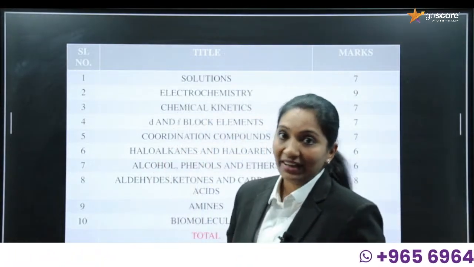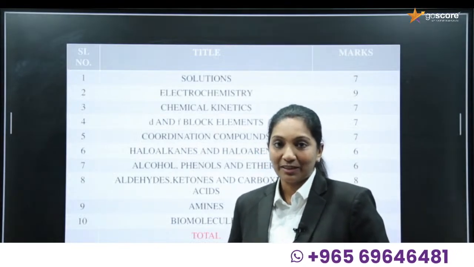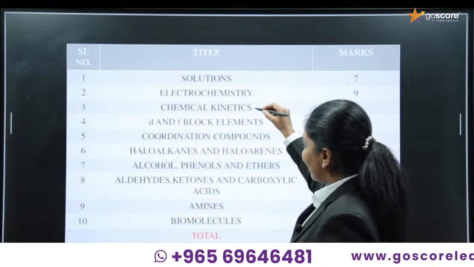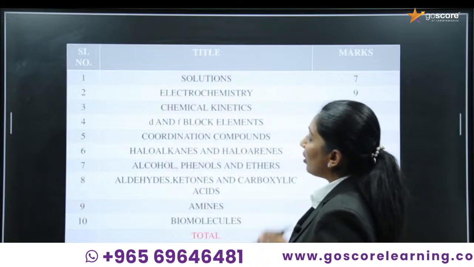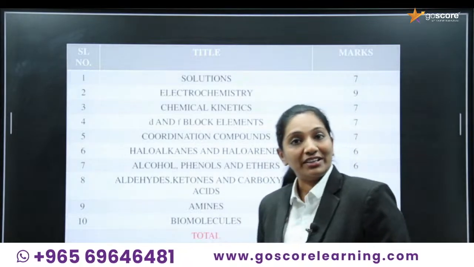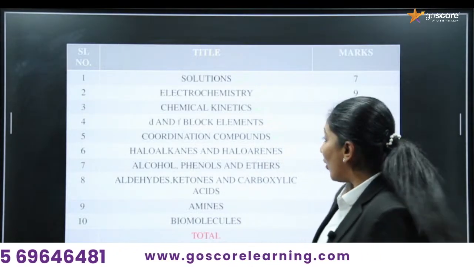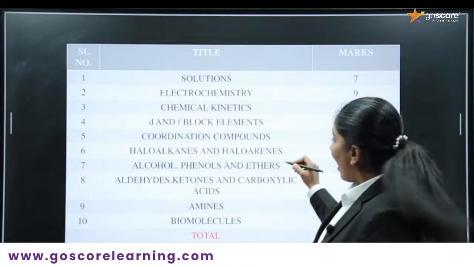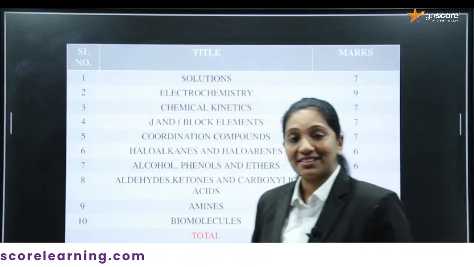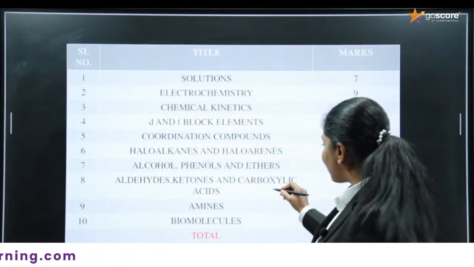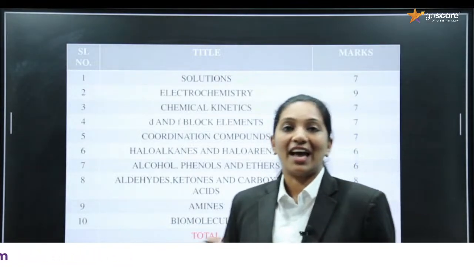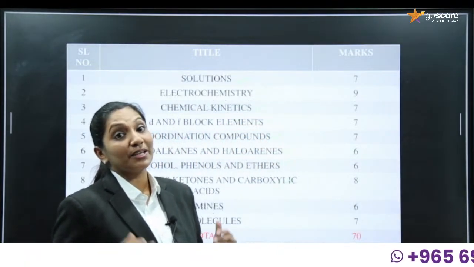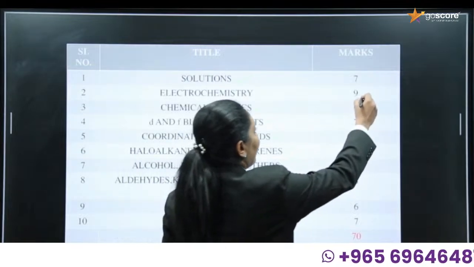We have inorganic as well as organic chemistry, and the first chapter is solution, electrochemistry, chemical kinetics, D and F block elements, and then coordination compound. And coming into the organic chemistry, it is haloalkanes and haloarenes, alcohols, phenols and ethers, aldehydes, ketones and carboxylic acids, amines and biomolecules.